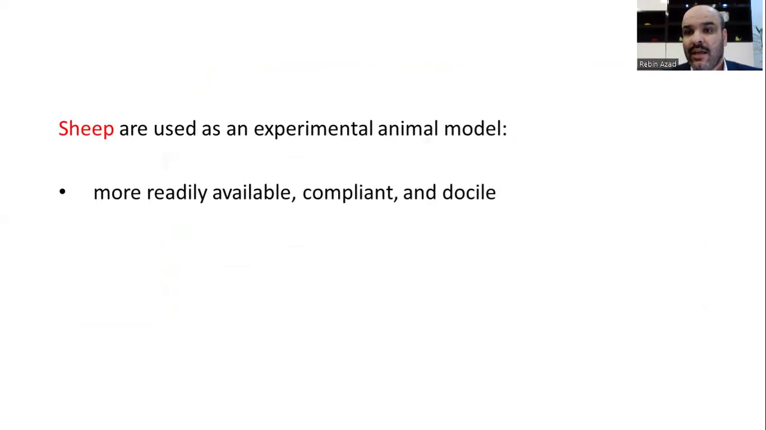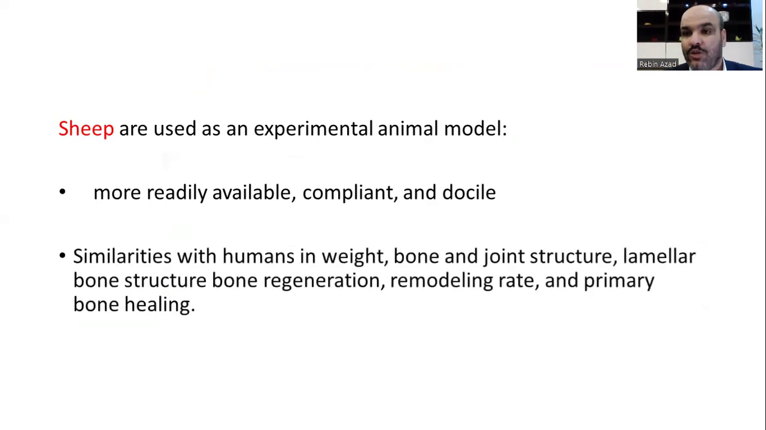Why did we use the sheep as an experimental model? Because of its availability, and the bone and joint structure of the sheep is the same as that of the human, and the lamellar bone, primary bone healing, remodeling rate, and bone regeneration are the same as those of the human.